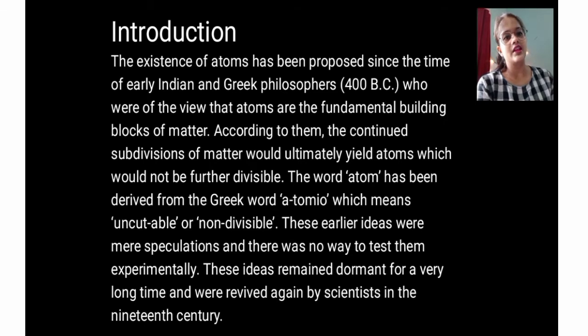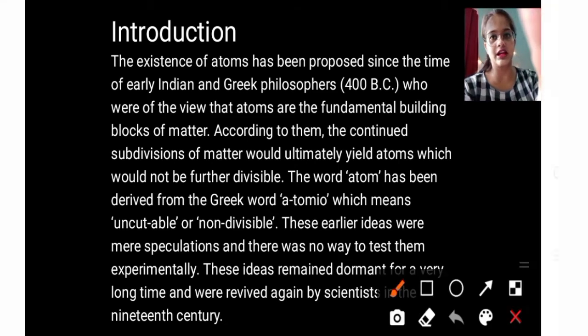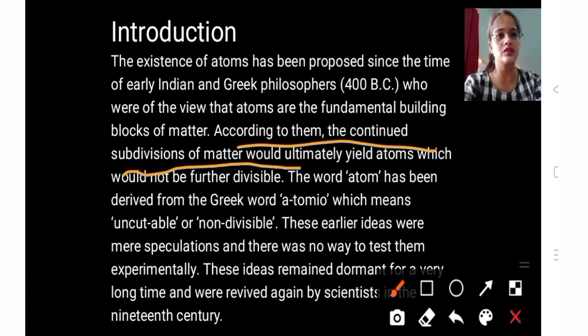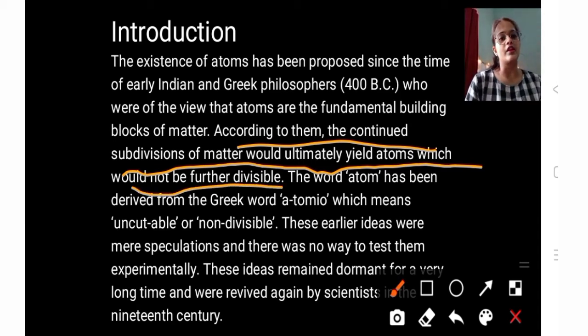According to them, the continued subdivisions of matter would ultimately yield atoms which would not be further divisible. Just look at this line here. It means that according to the very early scientists, atoms are not further divisible. So they are indivisible.